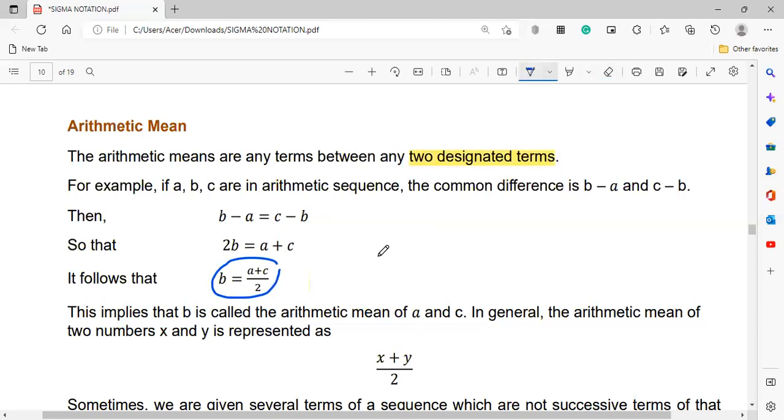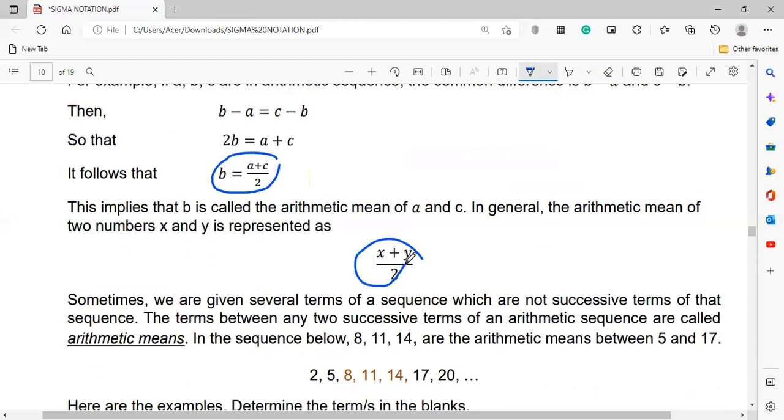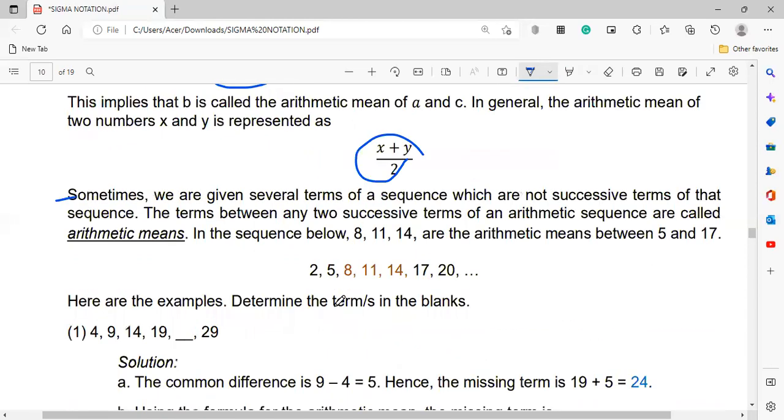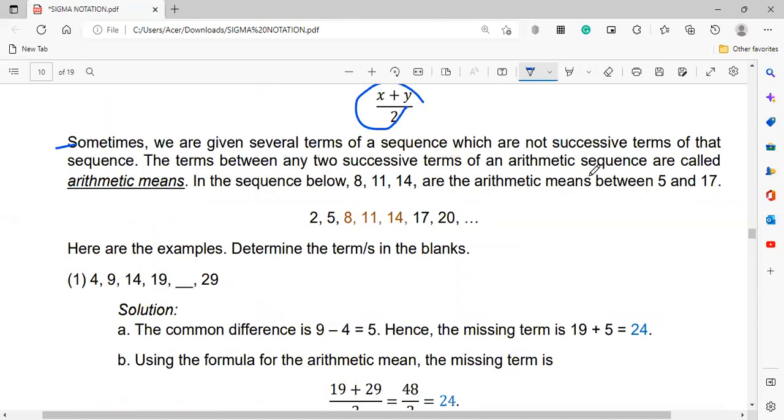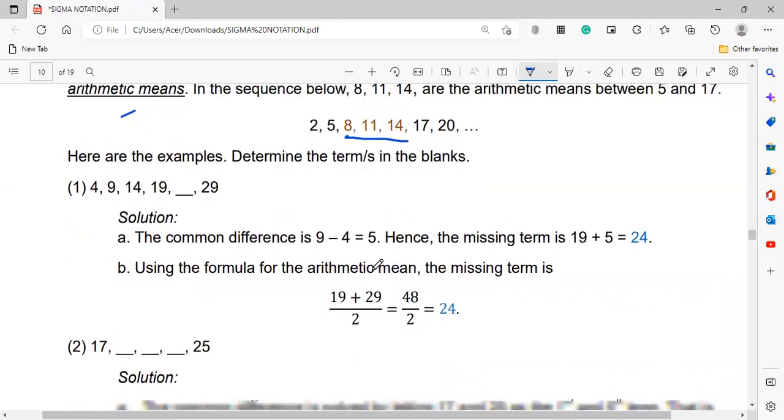Okay? So in general, this is the formula. x and y are the two ends, and get the average. Sometimes we're given several terms of a sequence which are not successive terms of that sequence. The terms between any two terms of an arithmetic sequence are called arithmetic means. So ito yung sinasabi ko kanina na posibleng tatlo o higit pa, two or more, ang isosolve natin.